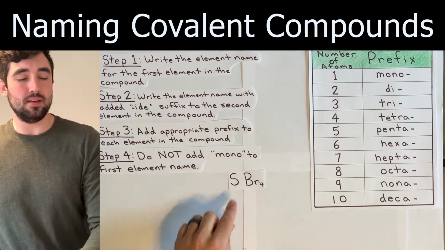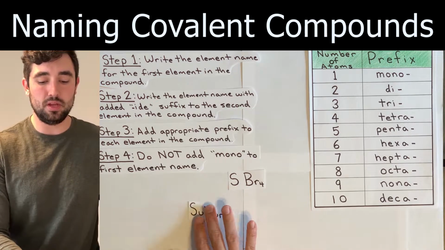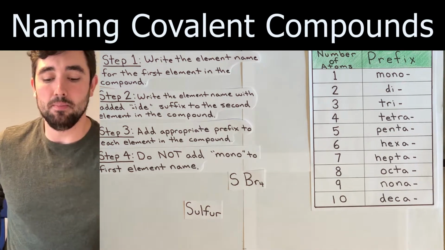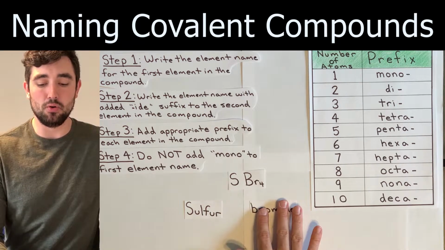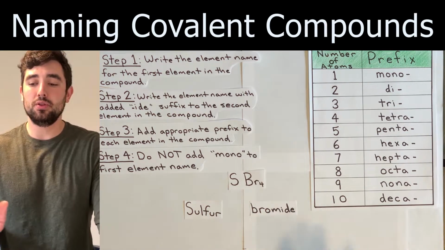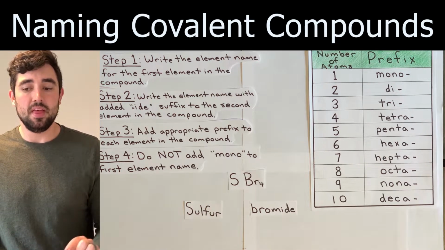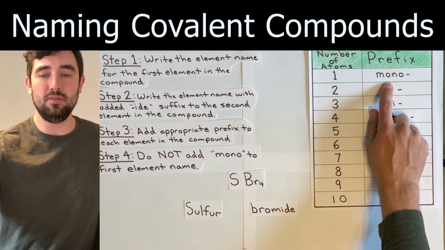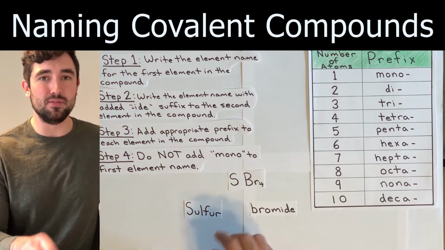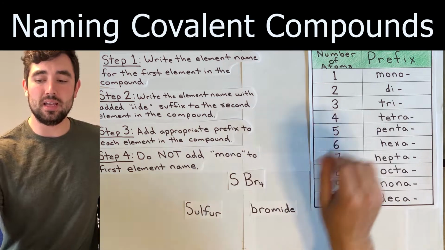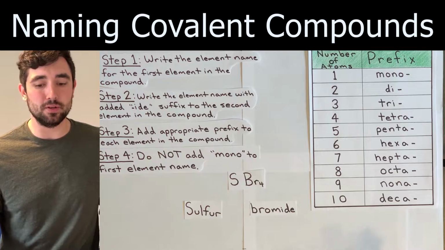We go with step 1, we have sulfur. On the left, our first element, it is named normally, sulfur. I have bromine on the right, but I use the IDE ending. I get bromide. Now I want to go through and do the prefixes. So I know if there's only 1 sulfur, that would lead me to believe it would be a mono prefix, but as step 4 just indicated, with the first element, for some reason, we do not give it a prefix. So instead of saying monosulfur, we just keep it as sulfur.